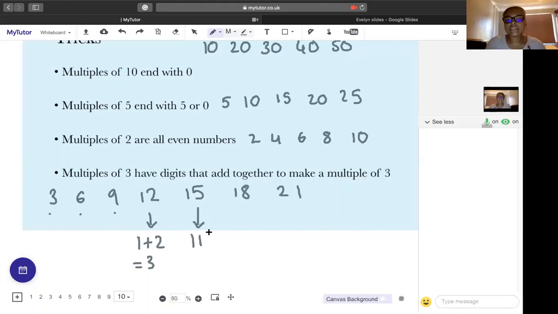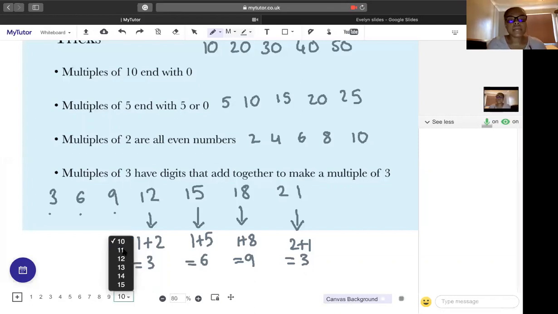15, if we add these 2 digits together, this would give us 6. 6 is a multiple of 3. 18, if we add those 2 digits together, 1 plus 8 is 9. 9 is a multiple of 3. And if we did the same thing with 21, we'd realize that it's just going to keep cycling. So anytime you need to figure out whether a number is a multiple of 3, add the digits together and see whether they are a multiple of 3. And you'll be able to tell.